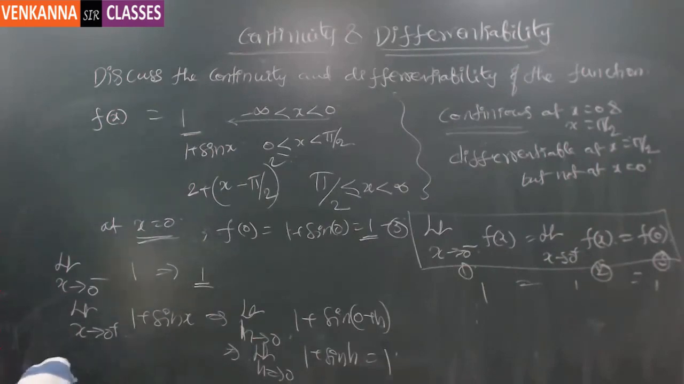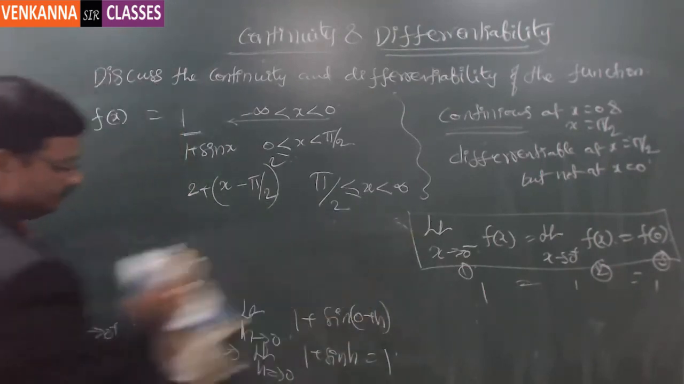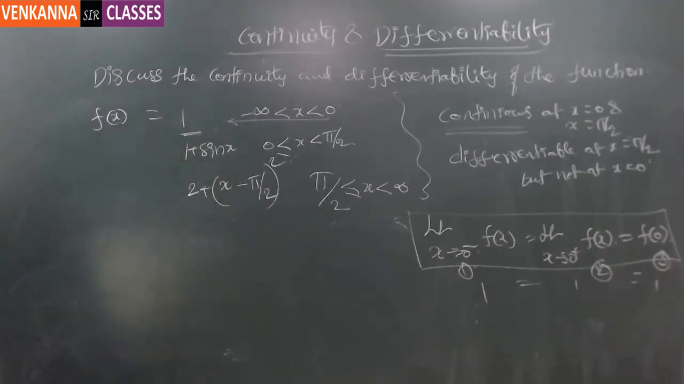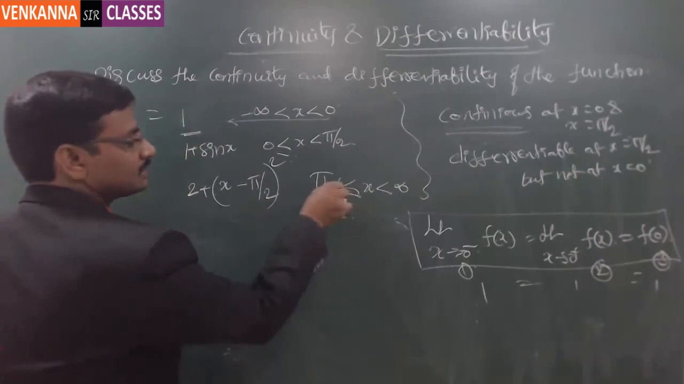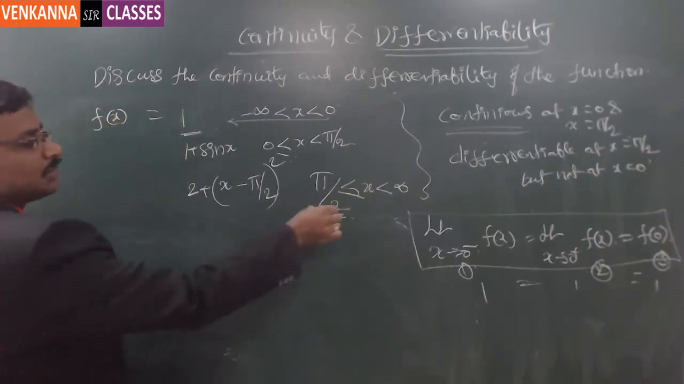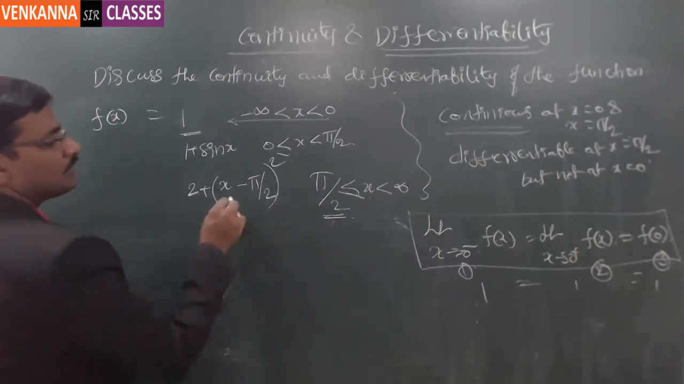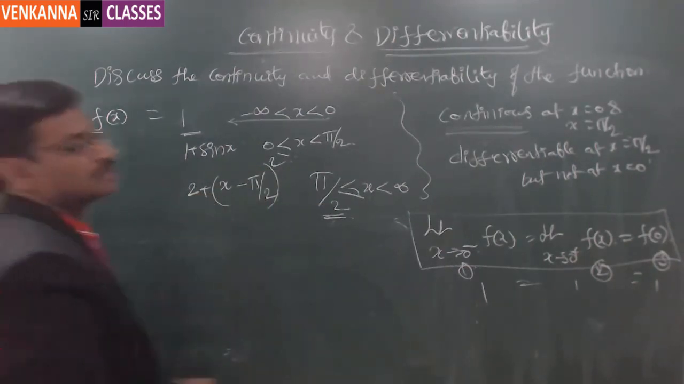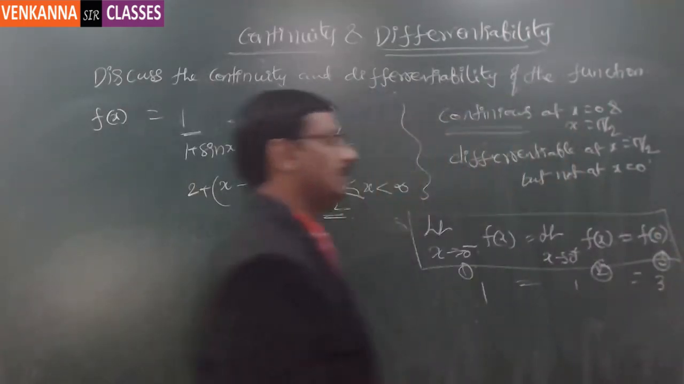Similarly, continuity we will test at x is equal to pi by 2. First I will check the function value at x is equal to pi by 2. At x is equal to pi by 2, use this range because this is less than or equal to, so equal to is also included here. So when x is equal to pi by 2, this value will be pi by 2 minus pi by 2, whole square, plus 2. Then this value is 3.